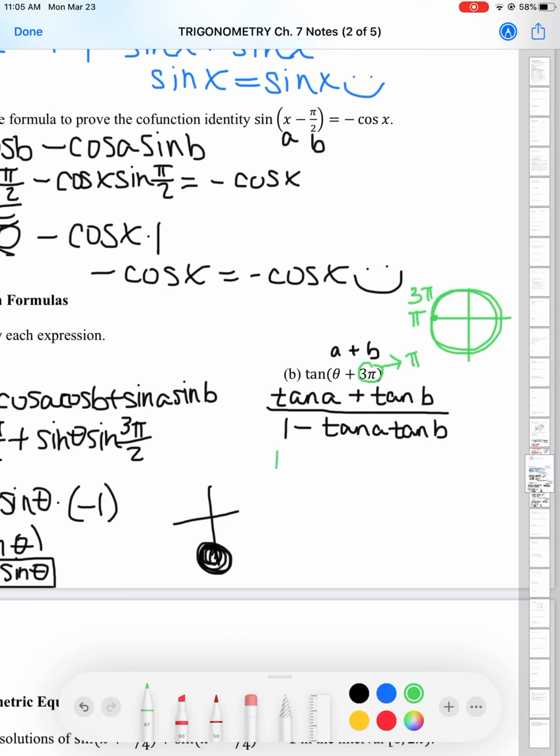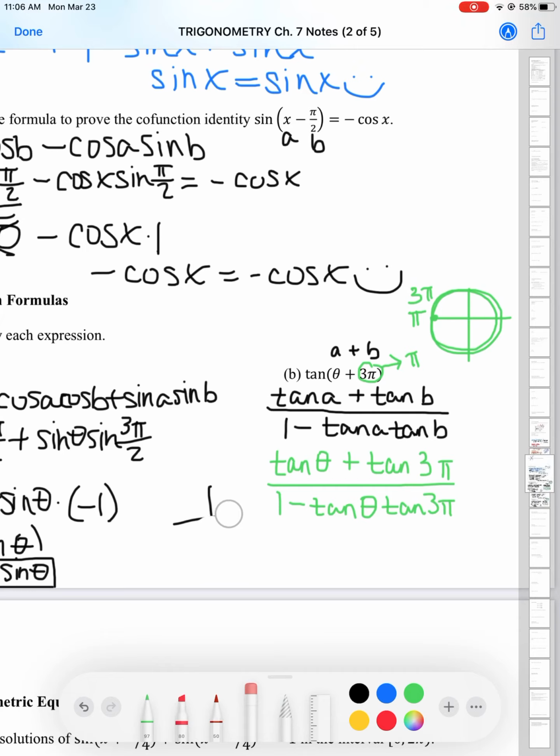Tangent theta plus tangent 3 pi over 1 minus tangent theta tangent 3 pi. Okay. Tangent theta we can't do anything with.